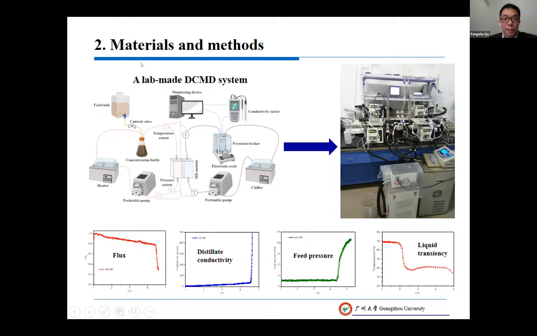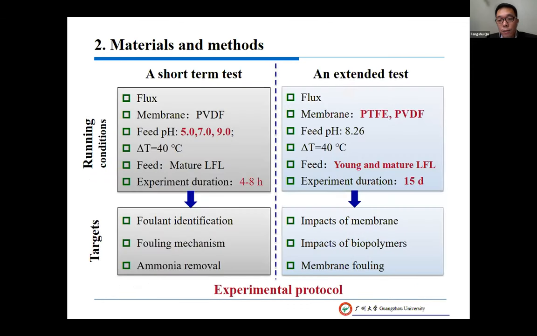The second part is the materials and methods. We built a self-made DCMD system in our lab, and the system contains three parts: an MD cell, a feed water circulation system, and a distillate circulation system. We monitor the distillate weight and conductivity so that we can assess the membrane fouling and wetting. This is the experiment protocol.